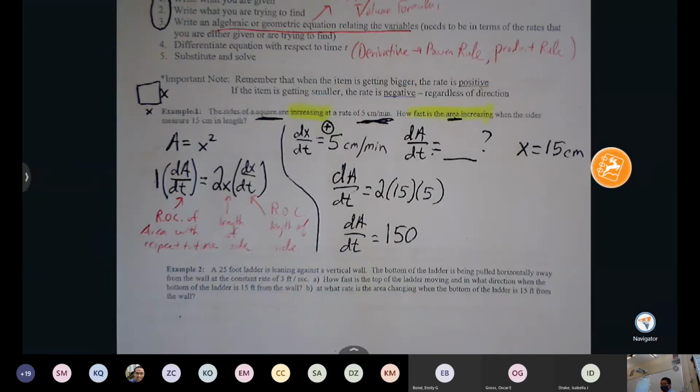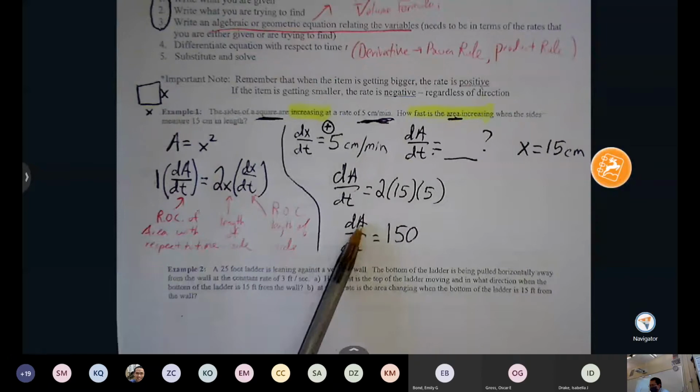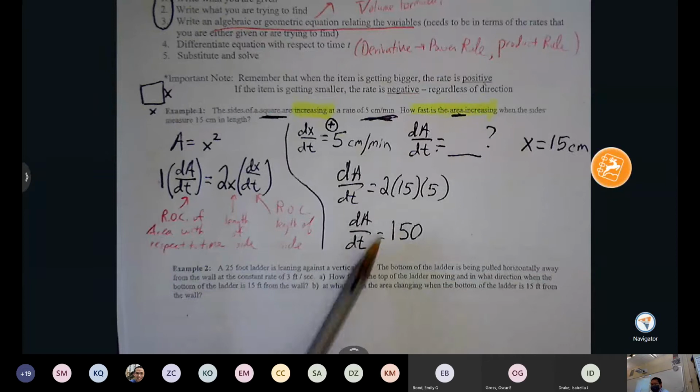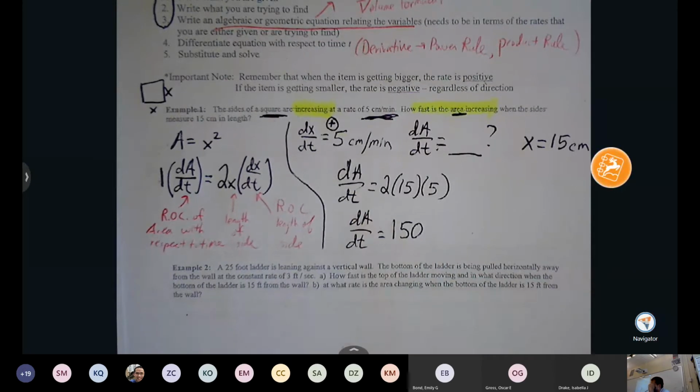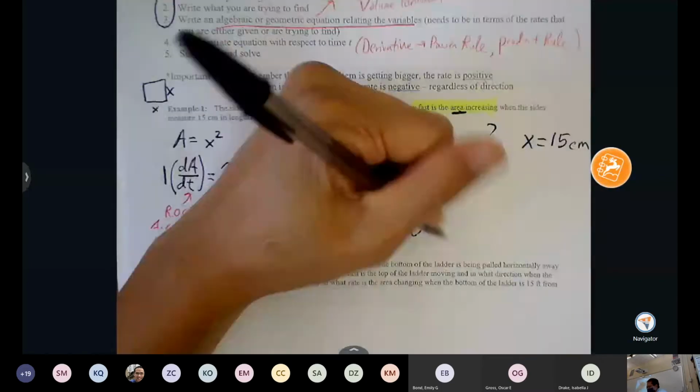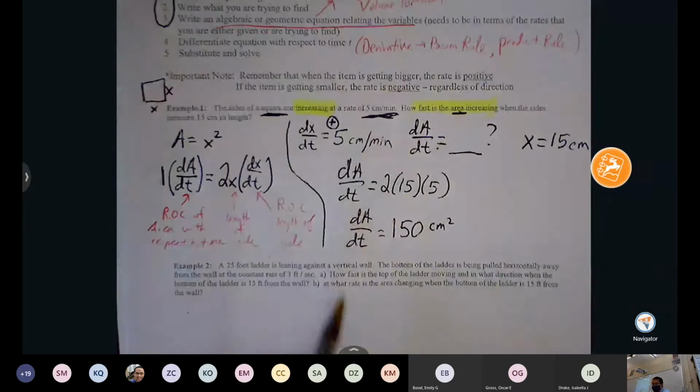So now we have to figure out what is the unit of measure for dA dt. Let's do this a piece at a time. We'll figure out the unit of measure for area, we'll figure out the unit of measure for time, and we'll just put them over each other. What's the unit of measure for area for this problem? Centimeters squared. Good. Area is a two-dimensional unit. Volume is a three-dimensional unit. Everything else is a one-dimensional unit. So area, centimeters squared. We took care of the numerator here.